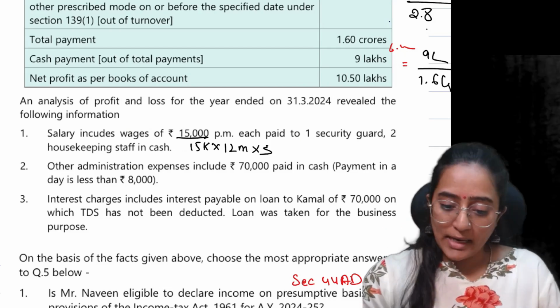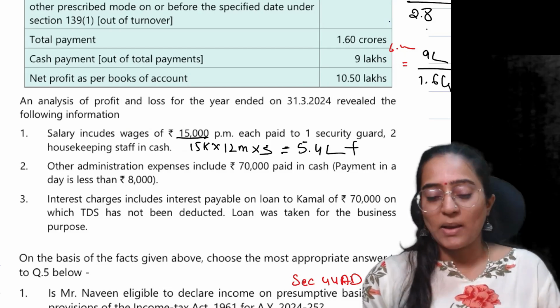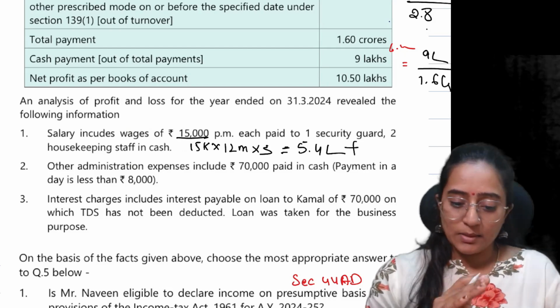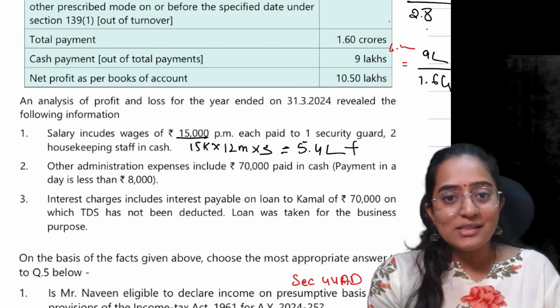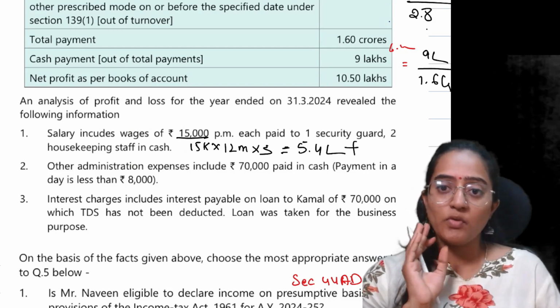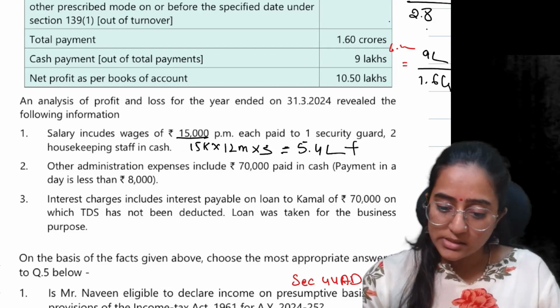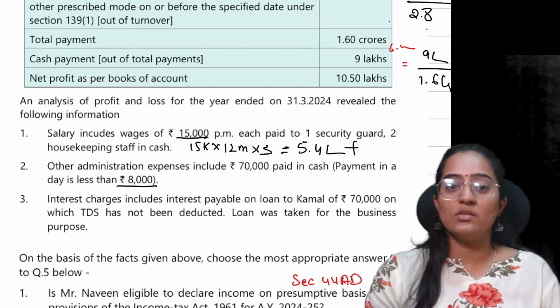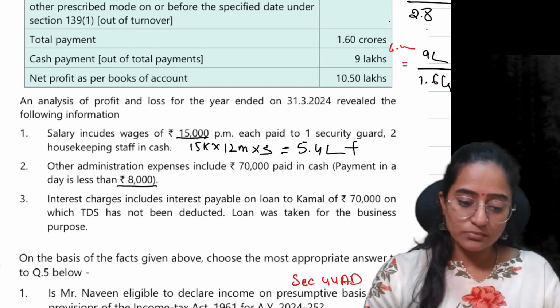So now what you will do, the entire amount of 5,40,000 rupees, you would add back because it is disallowed. Other administrative expenses include 70,000 paid in cash. Payment in a day is less than 8,000. See, the provision states per day per person. If you're paying in excess of 10,000, it is going to be disallowed. But here it is paid less than 8,000, which means it is allowed. So you need not do anything.